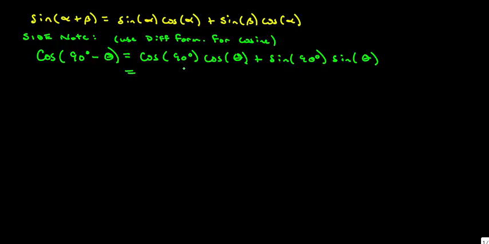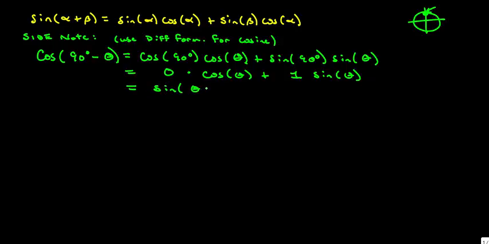The cosine at 90, we can evaluate that. If you think about the unit circle, the cosine value, the left-right movement at 90 degrees, is 0. So this guy is 0 times the cosine of the angle plus, now the sine at 90 is 1. So this guy ends up just being the sine of the angle. So here's what I've got: the cosine of 90 degrees minus an angle is equal to the sine of the angle.